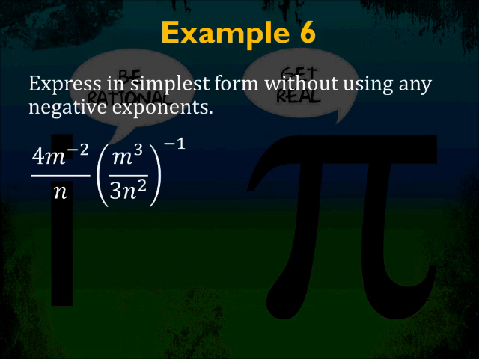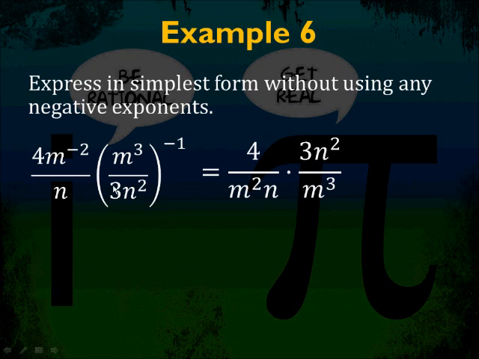Number 6, express in simplest form without using any negative exponents. 4m to the negative 2 over n times m cubed over 3n squared to the negative 1. So the first thing you can do is move the m to the negative 2 downstairs. m to the negative 2 is equal to 1 over m squared. So I just moved that downstairs.